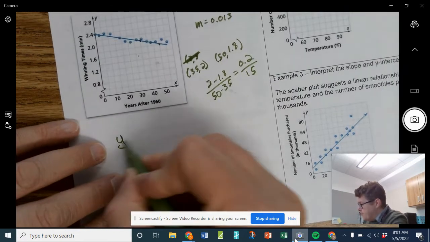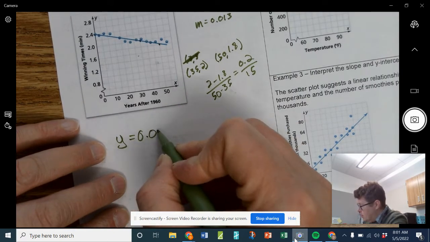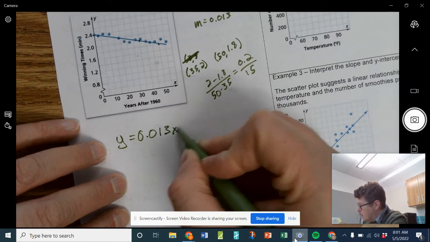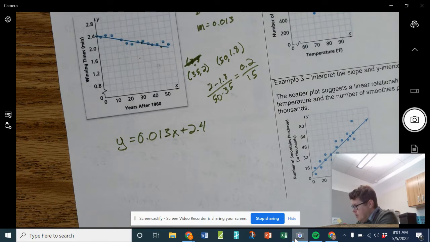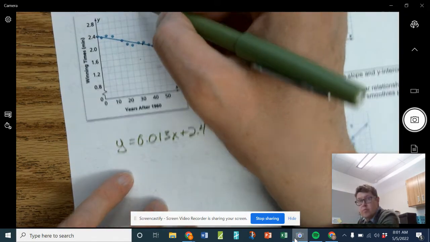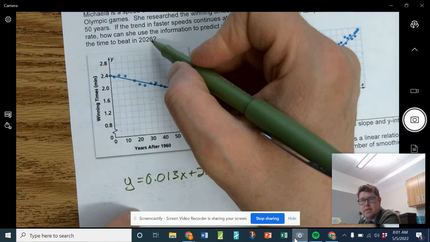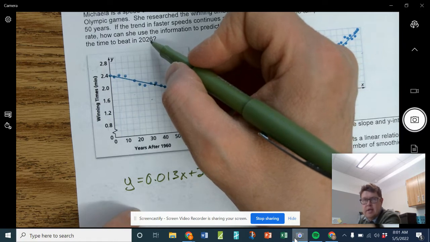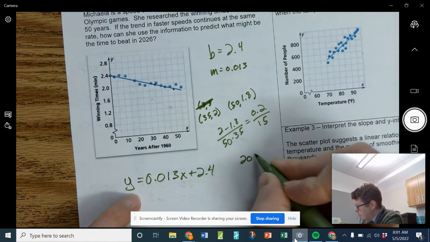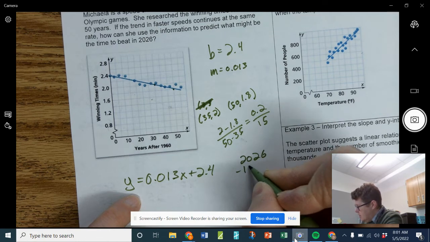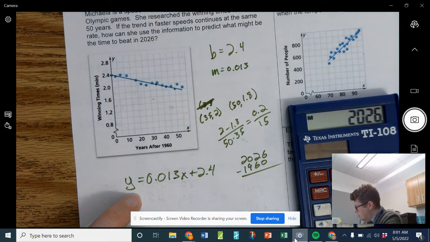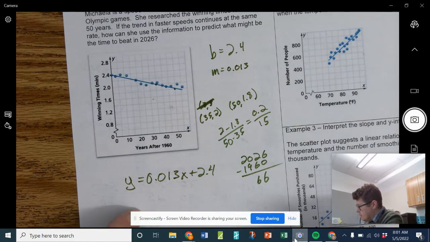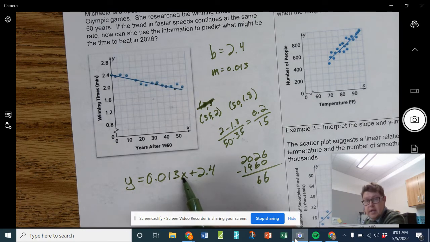So our equation is y equals 0.013x plus 2.4. The trend might be in 2026. We got to figure out how many years after 1960 2026 is. So basically, we take 2026 and we subtract 1960, which gets us to 66. So 66 years after. That's our x value right there.